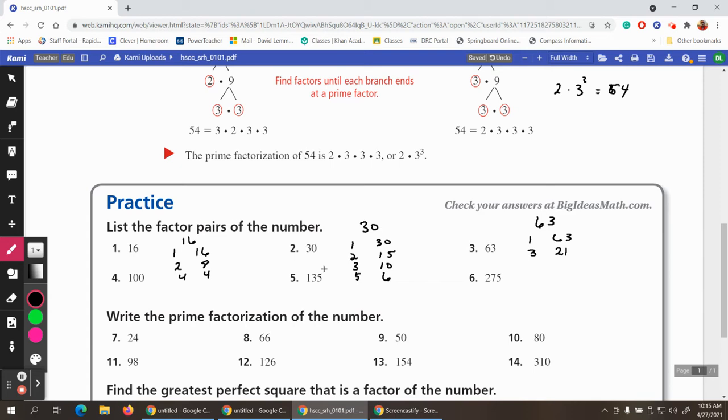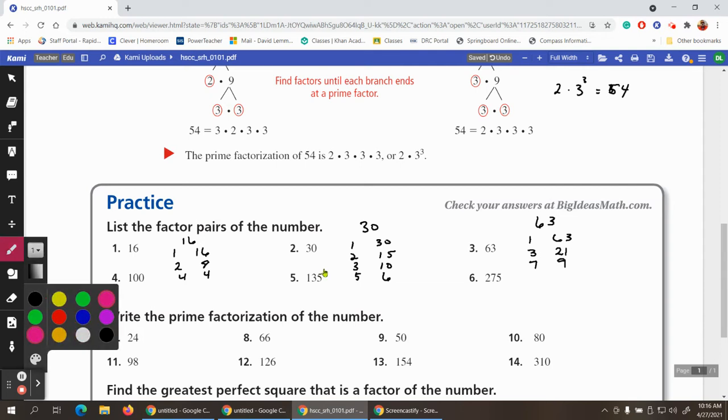4 doesn't work because 2 doesn't work. 5, this is not a 0 or a 5, so 5 is not going to work. 6 isn't going to work because 2 and 3. All right, 2 doesn't work, and 2 and 3 have to work in order for 6 to work. Let's try 7. I'll pop it in the calculator, and 7 times 9. That works.